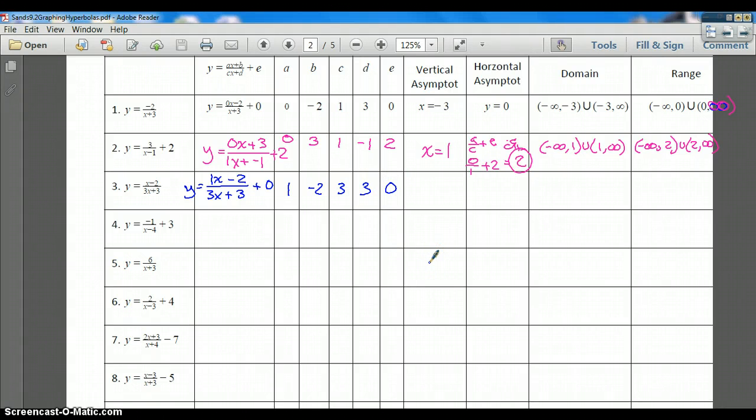Vertical asymptote. Remember, this is where your domain will be non-working. So 3x plus 3 equal to 0. This is what I'll be solving. 3x plus 3 equals 0. So that's 3x equals negative 3, so x is negative 1. Horizontal asymptote will be 1 over 3 plus 0. So that means y equals 1/3.